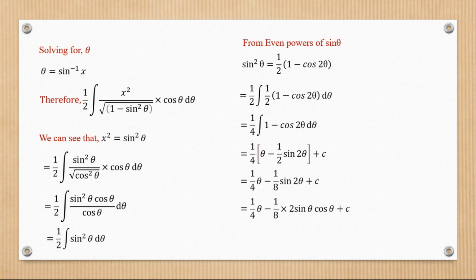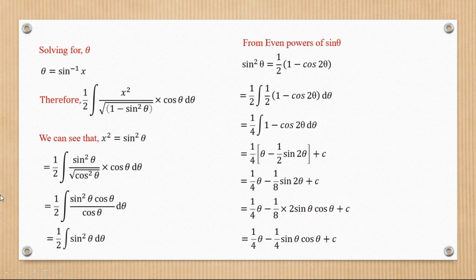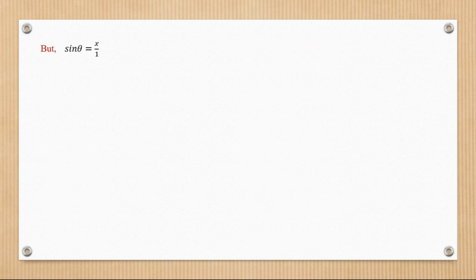But remember that sine 2 theta can be represented as 2 sine theta cos theta, of which this 2 and this 8 reduce, and we'll be left with a quarter theta minus a quarter sine theta cos theta plus c. But now we remember that we cannot leave the answer like this, so everything has to be put back in terms of x. We already know that theta is sine inverse of x, so now we have to put sine theta and cos theta in terms of x. We've already seen that sine theta is equal to x. That means we can also say sine theta is x over 1, because x over 1 is the same thing as x.